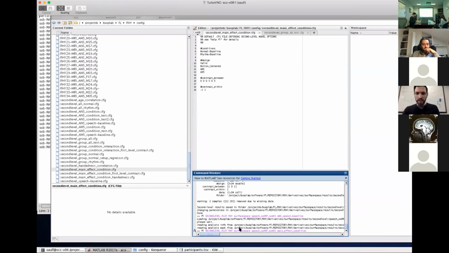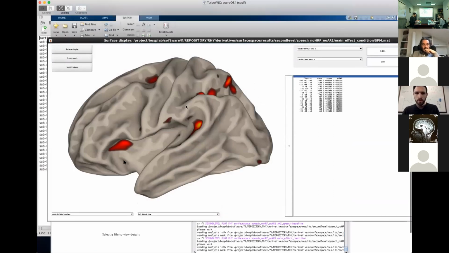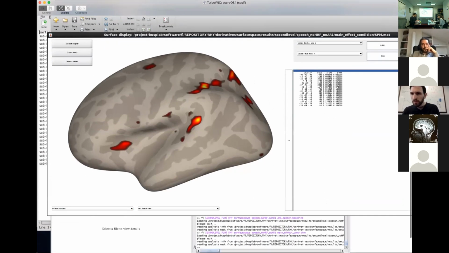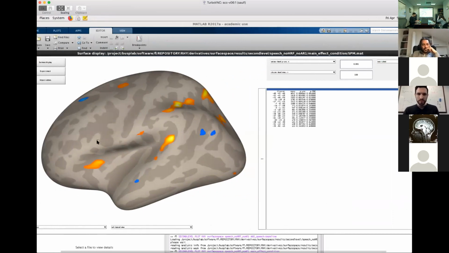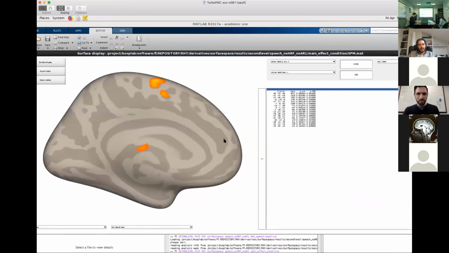When I run that analysis, actually I already have some of these up. So I guess I already ran it. So just plot it. So this looks somewhat reasonable. There's greater activation in posterior temporal areas, anterior insula, some SMA, potentially.